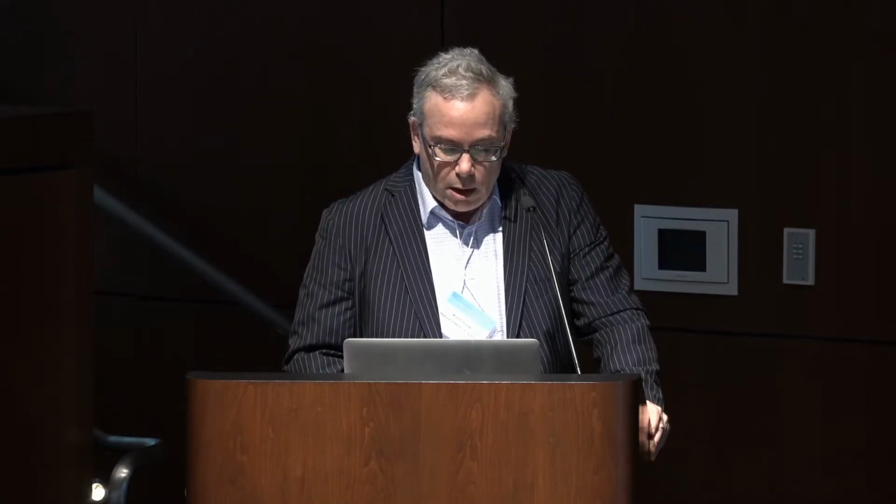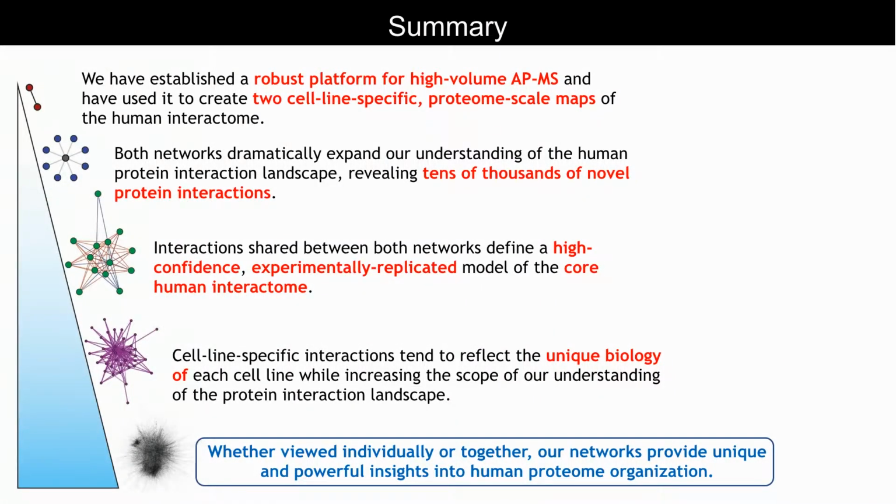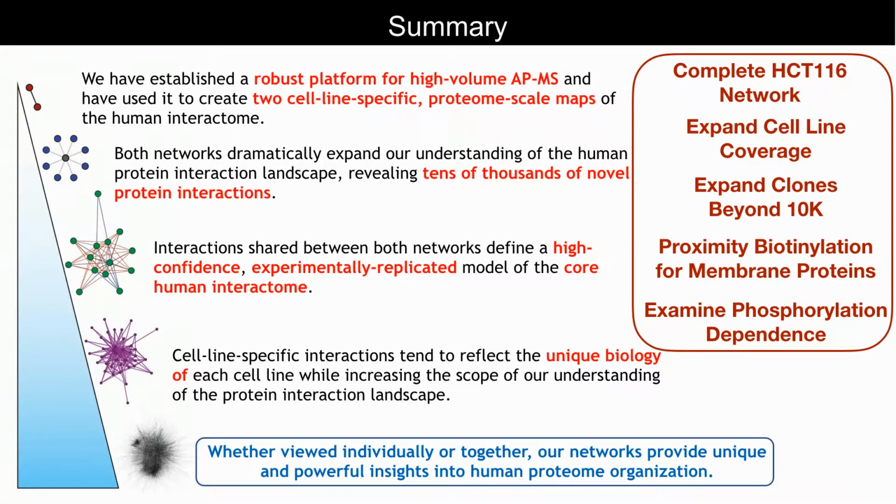We think that the overlap between the HCT116 and the 293 cells is going to be a very high confidence, experimentally validated set of data that people can go in and mine. But then we need to think about, well, what can we do in the future? And so I listed here what we're trying to do now.